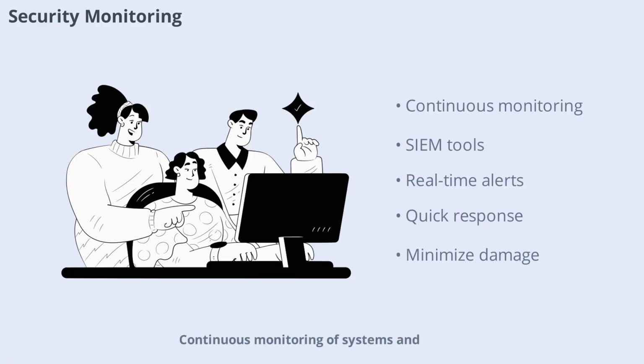Continuous monitoring of systems and networks helps detect suspicious activity early. Security information and event management (SIEM) tools collect and analyze data from multiple sources, providing real-time alerts. Proactive monitoring enables quick response to potential threats and minimizes damage.